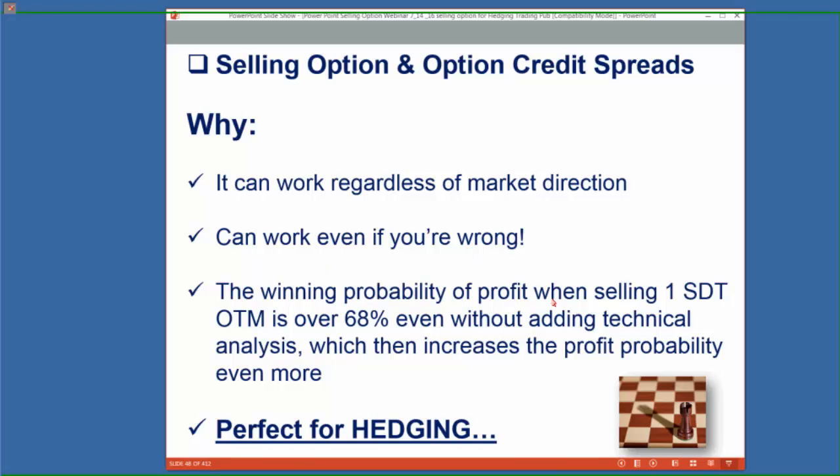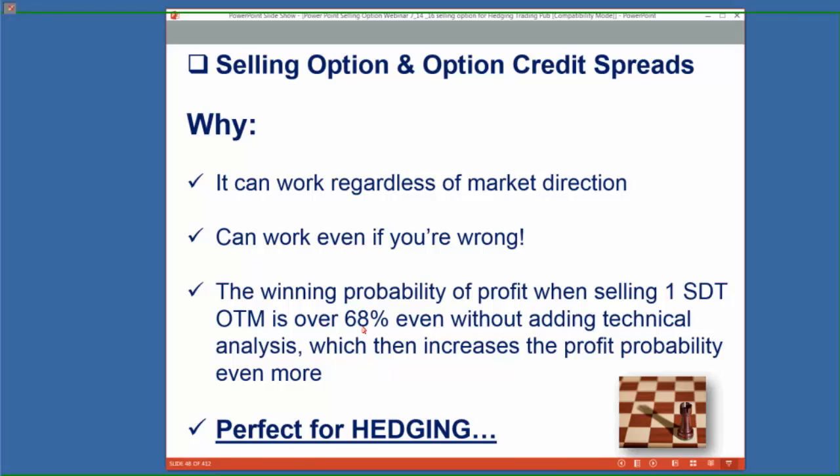The winning probability of profit when you're selling a 1 standard deviation out of the money credit spread is theoretically 68% as soon as you put it on, and that's even without adding technical analysis. So if you've got good technical analysis and you've got a system that's better than 50-50, that increases that probability even more. And then it's the perfect way for hedging.